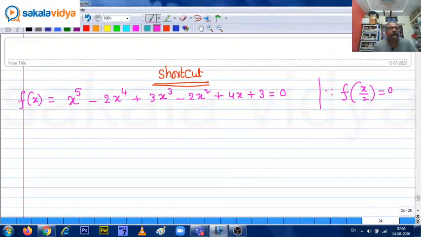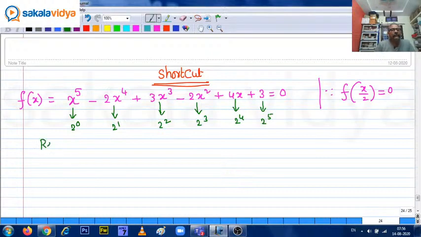That means starting from the first term, you multiply this one with 2 power 0, multiply this one with 2 power 1, multiply this term with 2 square, multiply this term with 2 cube, multiply this term with 2 power 4, multiply this term with 2 power 5. Let us see what do you get now.